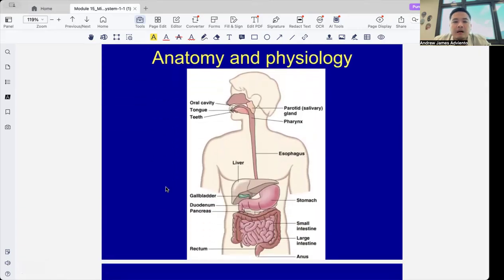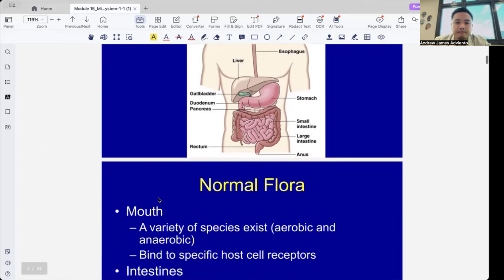Okay, so as seen in this diagram, the digestive system starts from the mouth and extends to our anus. So from the mouth up to it reaches the anus. So each organ from esophagus to the intestines plays a role in digestion and absorption. So understanding this pathway helps us identify where infections occur and how pathogens affect specific organs.